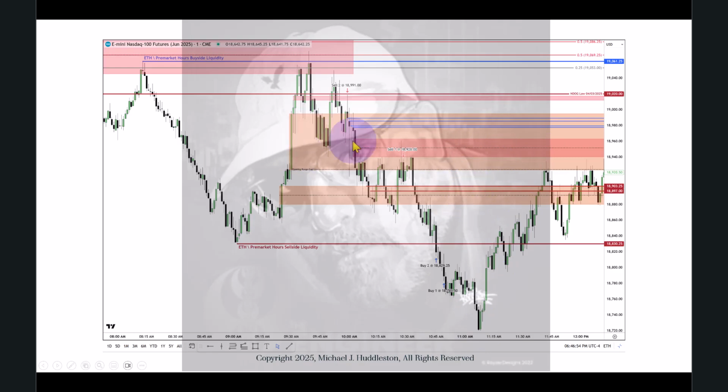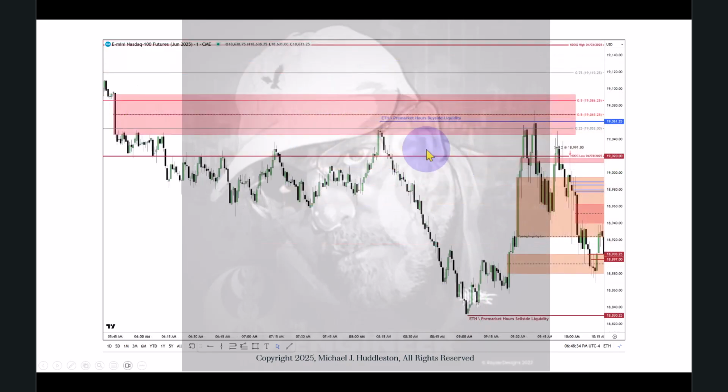Notice the volume imbalances in here. We're going to scrub over a little bit. And you can see now that's the electronic trading hours. It trades up into there. And that shaded box is this inefficiency, sell side imbalance, buy side inefficiency. It tags the consequent encroachment of that as well.